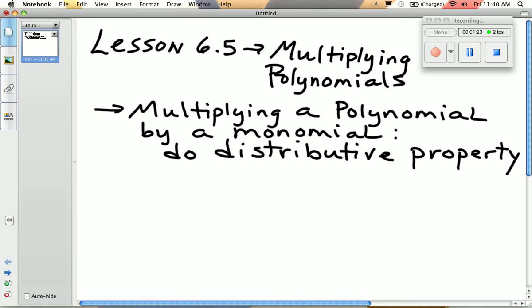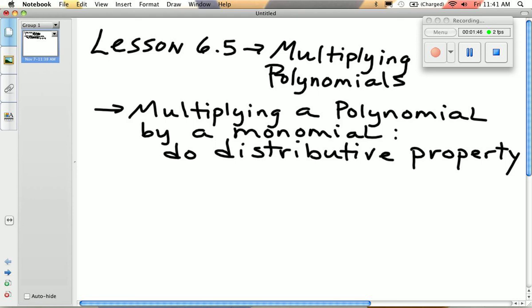So when we're multiplying a polynomial by a monomial, we're going to do distributive property. And remember, distributive property is really multiplication over addition and subtraction. So it's how we get rid of the parentheses.